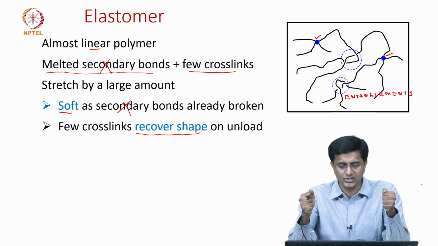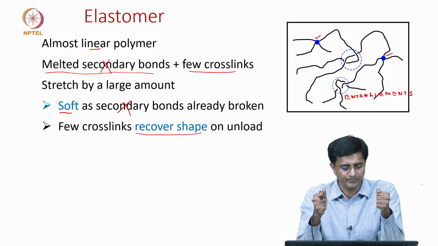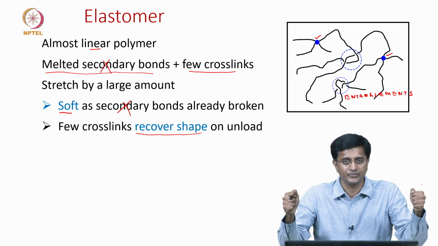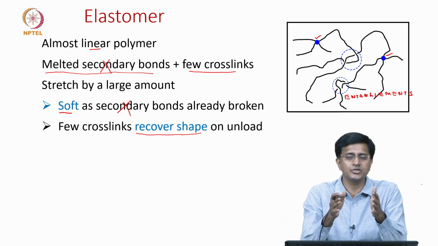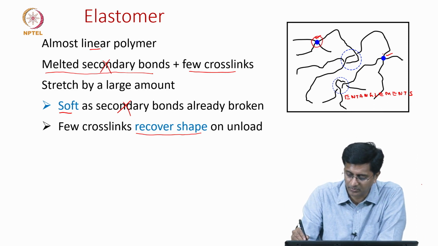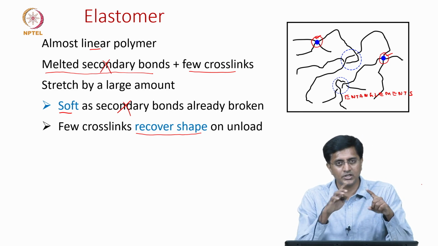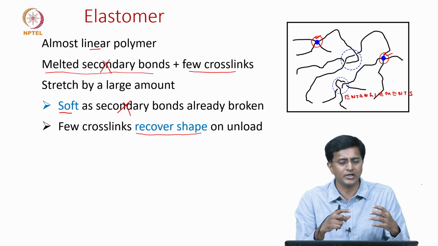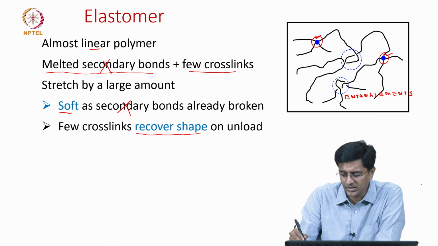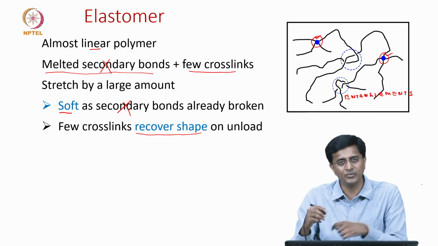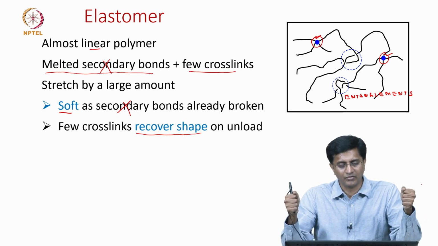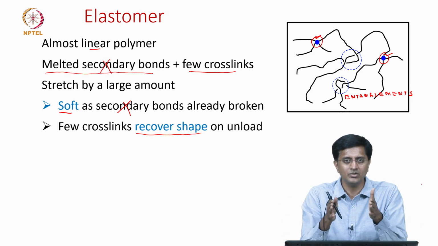Which means when you stretch, because there is no secondary bond, it is soft and again there are very few cross links. So, you can stretch by large amounts, but once you leave they come back to the original shape. The reason why they come back to the original shape is because these cross links do not give up. Since there is a cross link, it is like a memory to the elastomer saying how it needs to come back to the original shape. Not just these cross links, but also these entanglements are almost like a bond. So, these entanglements also ensure that after you stretch and unload, they come back to the original shape.